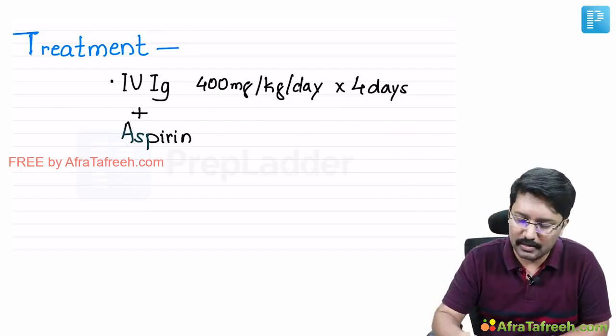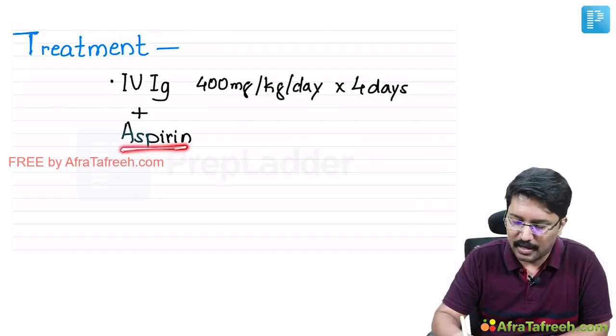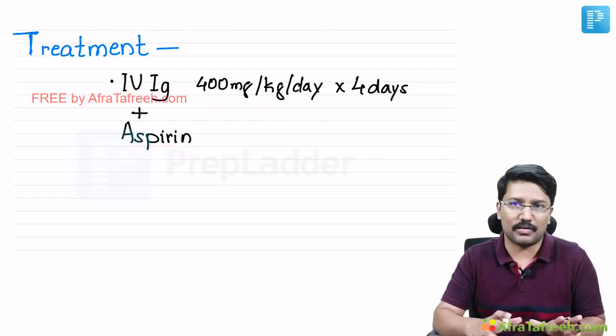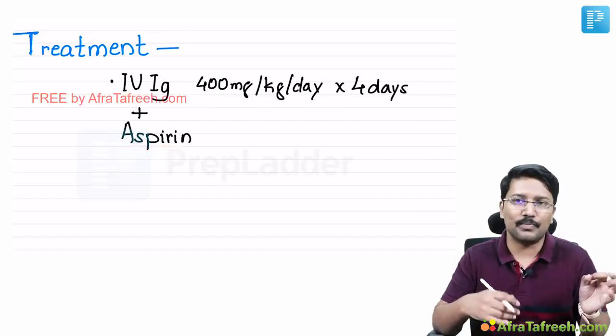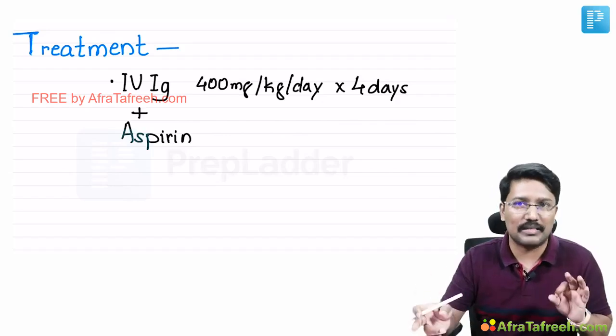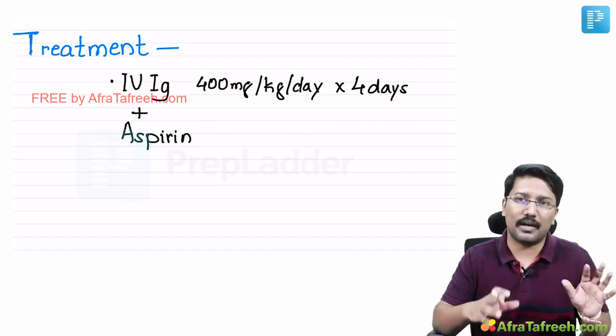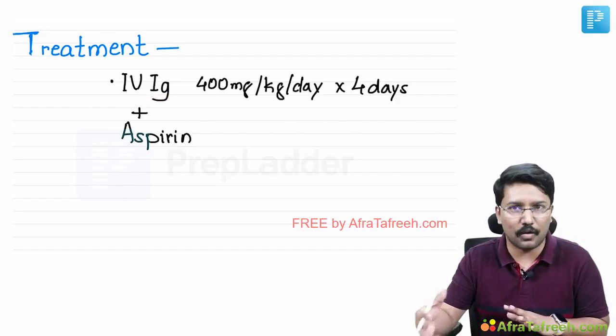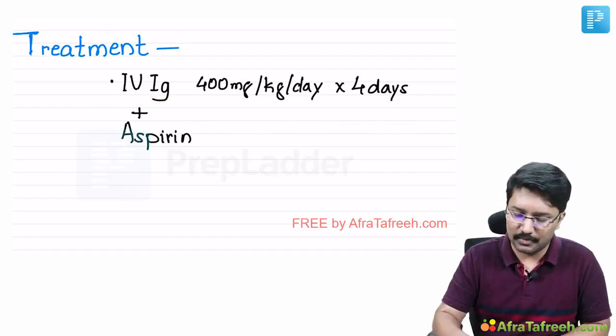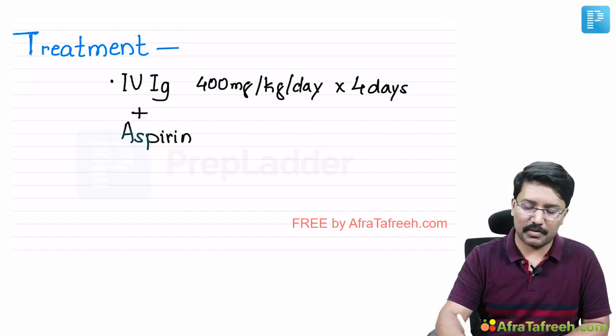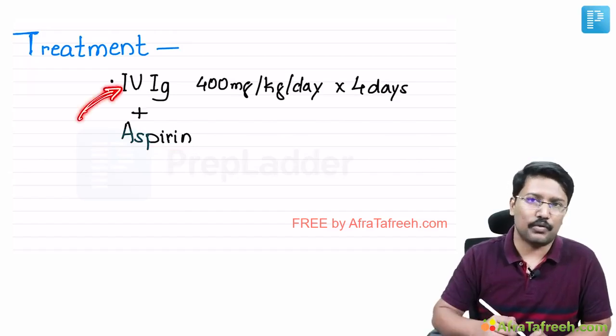And very often we add a large dose of aspirin. We add aspirin mainly to protect the coronaries, right? Because there are coronary aneurysms, patients are vulnerable to coronary ischemia, and having coronary ischemia at that young age could be really problematic in the long run. So we might have to treat them with aspirin, right? But the mainstay of treatment is IV immunoglobulins.